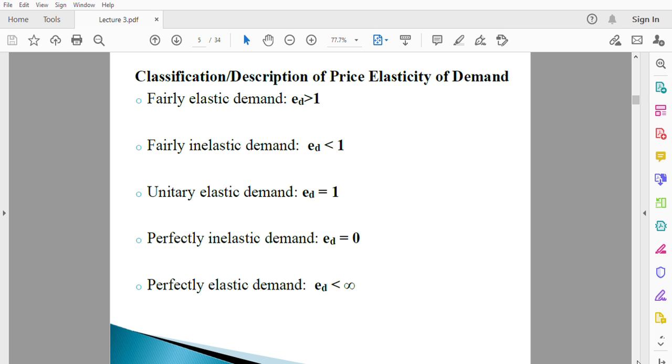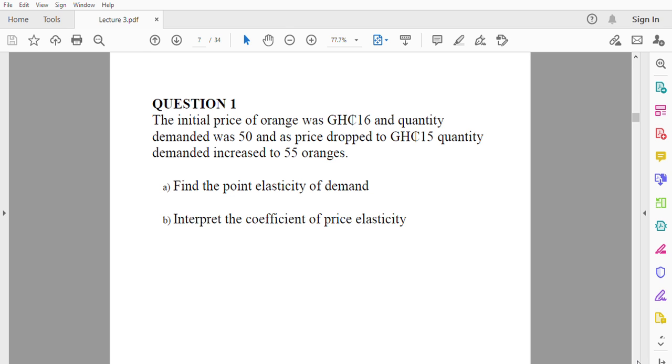And if it is equal to infinity, it is perfectly elastic demand. So now let's take some trial questions.